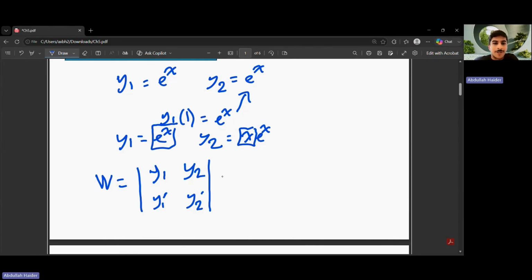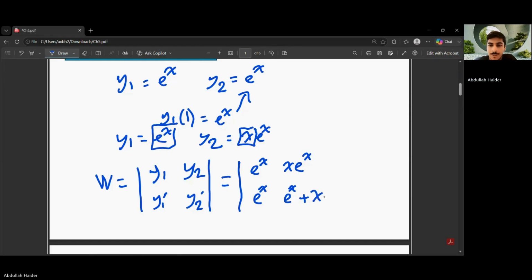Let's test this out with y1 and y2, to show you why they're independent. So you have e power x, x e power x, and the derivative of e power x is e power x. The derivative of x e power x, you apply the product rule, u prime v plus u v prime. u prime v is e power x, plus u v prime, which is still x e power x.